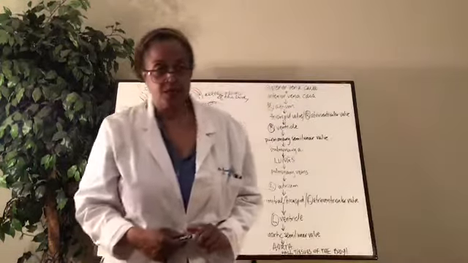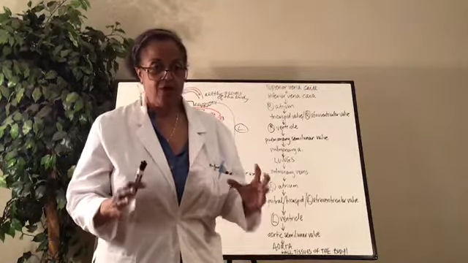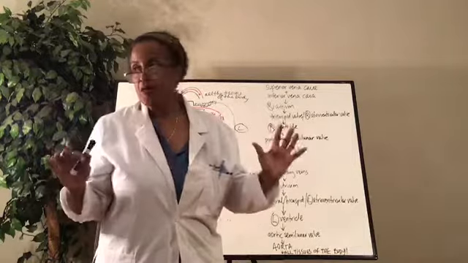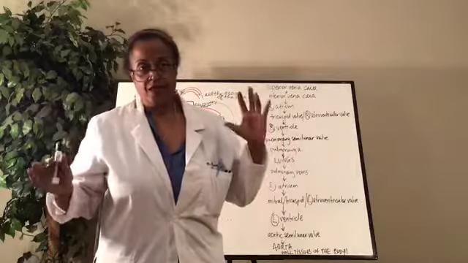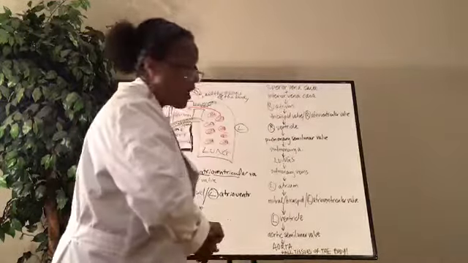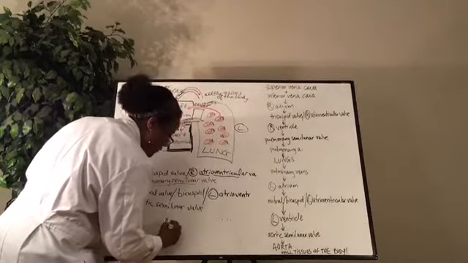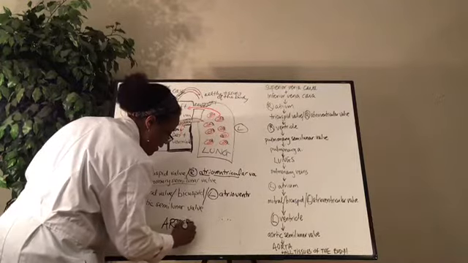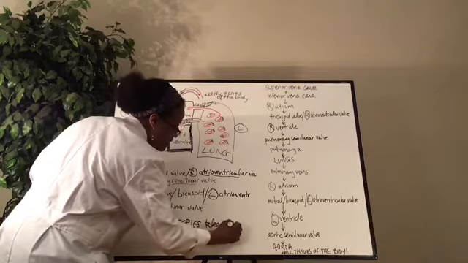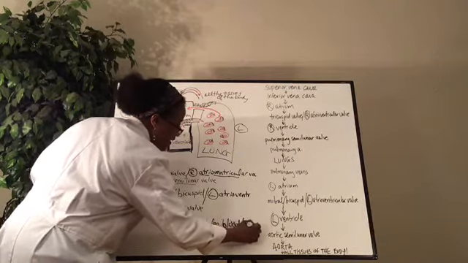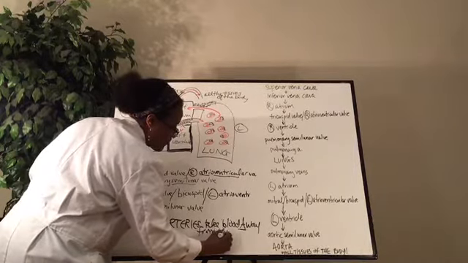I need you to understand a couple of things about arteries. Arteries take blood away from the heart. I don't want to hear anything about arteries are blue and veins are red or whatever you remember. This is all I want you to remember about arteries and veins. Arteries, and you'll remember that because it starts with the A, take blood away from the heart.